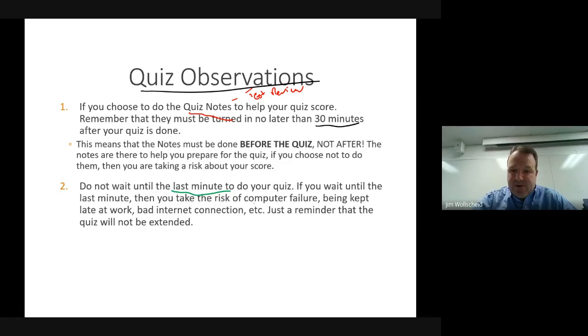So if you have a computer failure, somehow Respondus won't download for you, and you're trying to get your quiz done. If you're sending me an email at 10:30 on Friday night, there's not much I can do for you. If you get me ahead of time, we can work through your problems, and we can solve some of these risks of bad internet connections.